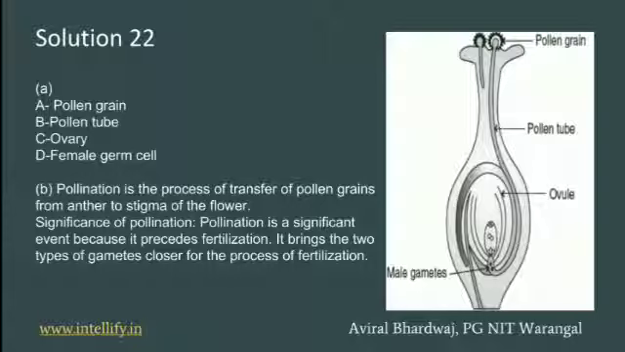Pollination is the process of transfer of pollen grains from anther to stigma of the flower. This is a common process, the transfer of pollen grains from anther to stigma of a flower. It is significant because it leads to the fertilization process. It brings the development of gametes closer to the process of fertilization.